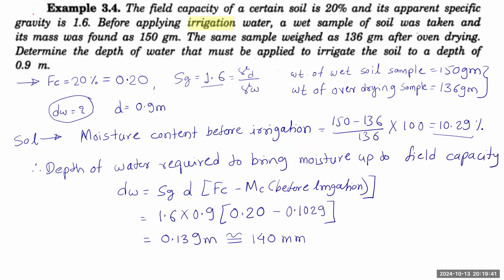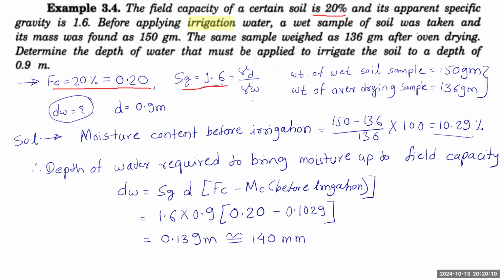Now see the second example. The field capacity of a certain soil is 20%. So here, what is the given data? FC is 20%, which is expressed as a ratio: 20 upon 100, so it is 0.2. And its apparent specific gravity is 1.6. So let us note apparent specific gravity 1.6, which is gamma d upon gamma w.